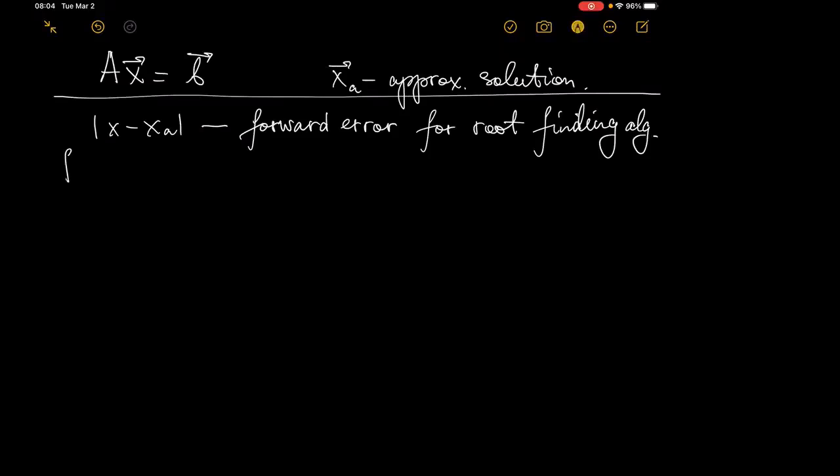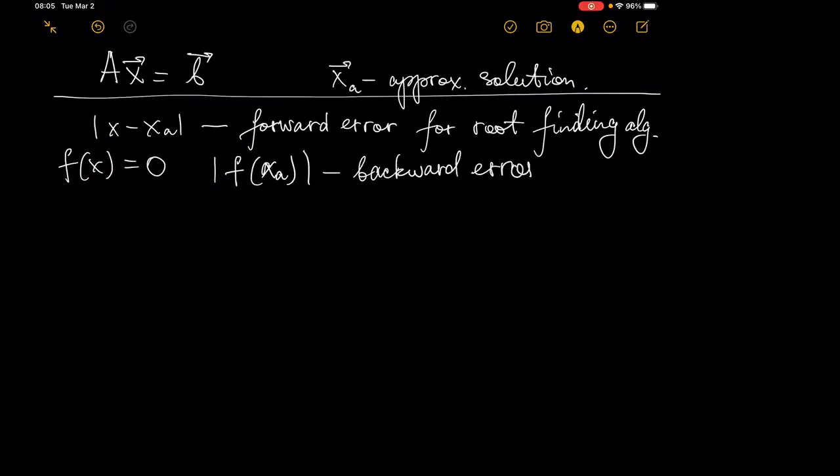And we were solving a problem like that, right? And essentially we used f of x_a as a backward error. Right? And then if you remember, what we were doing, we were considering the ratio of the forward error and relative forward error. So error magnification factor.